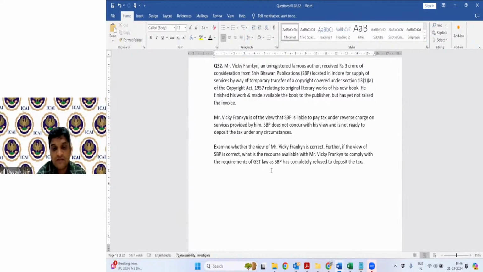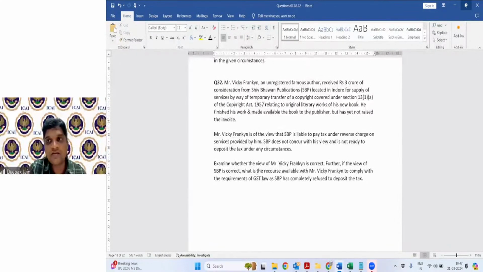SBP has completely refused to deposit the tax. So the question is on a publisher and an author. The author, should he pay GST or should the publisher pay GST? This involves a case of reverse charge mechanism. Transfer of copyrights is liable to GST under RCM. If the transferor files a declaration, then GST is payable under forward charge. Correct. That is the point which we are trying to highlight here.